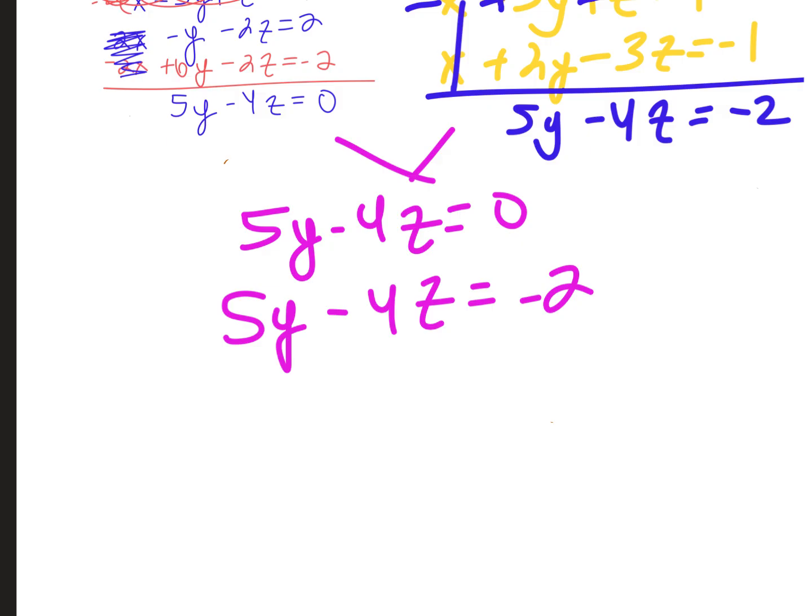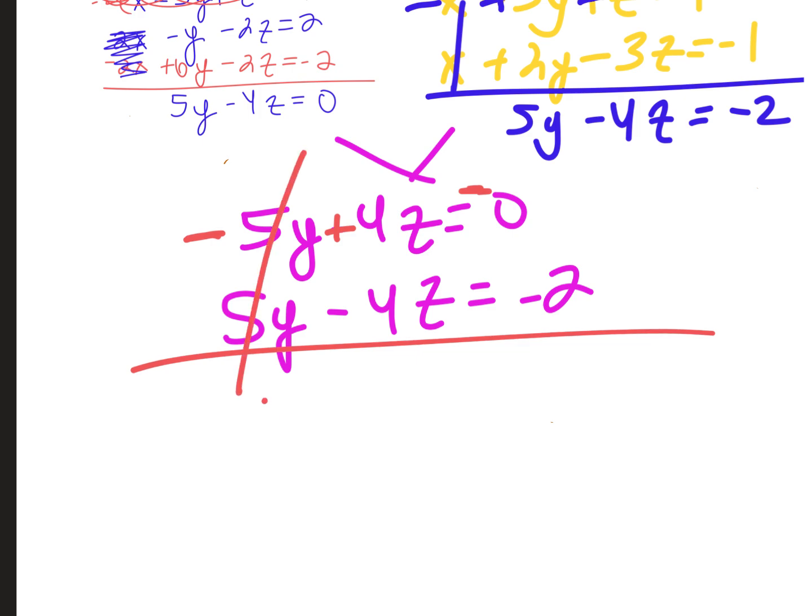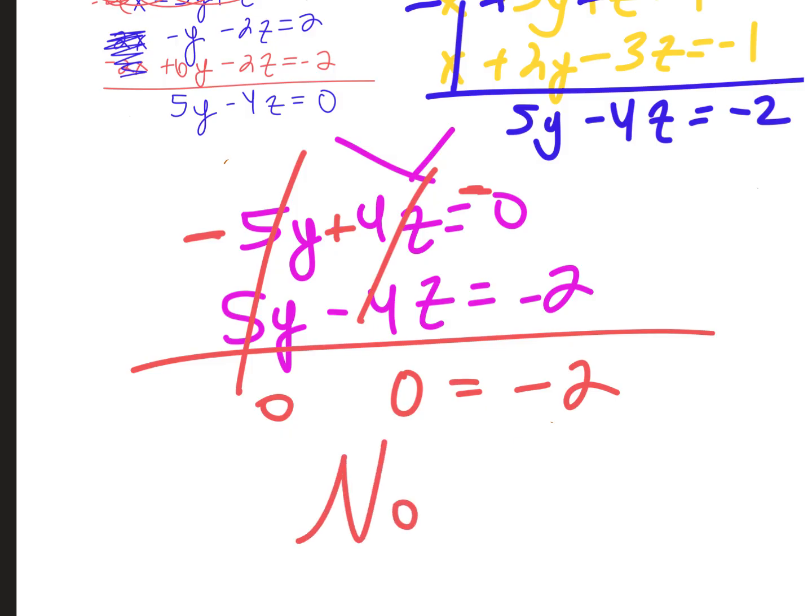In order to eliminate y's, I have to multiply one equation by negative, correct? I'm just going to do the top one. So negative, positive, negative. What's negative 5y and a positive 5y? 0. What's 4z minus 4z? 0 equals, what's 0 minus 2? Negative 2. What is that telling you guys? It's undefined. This is no solution.